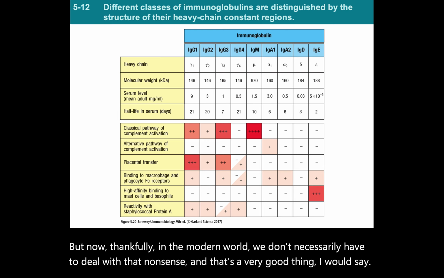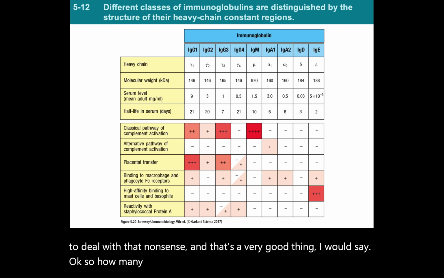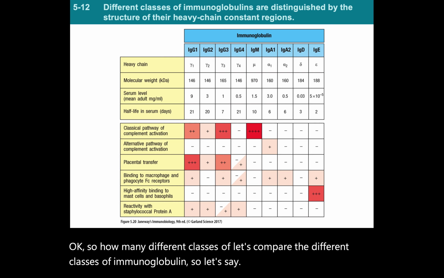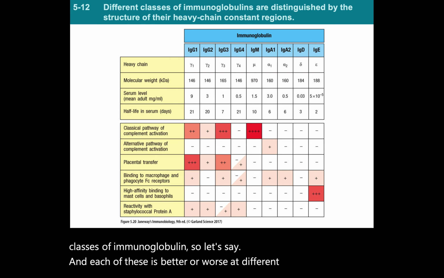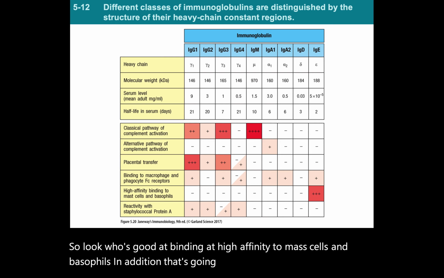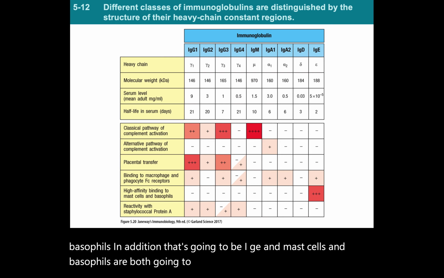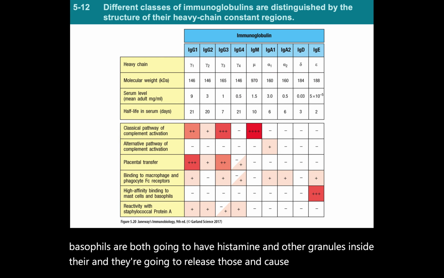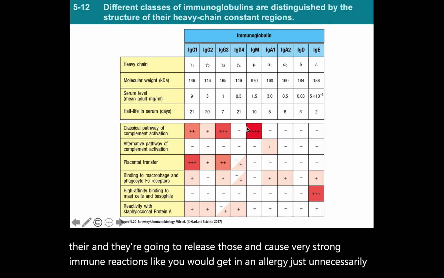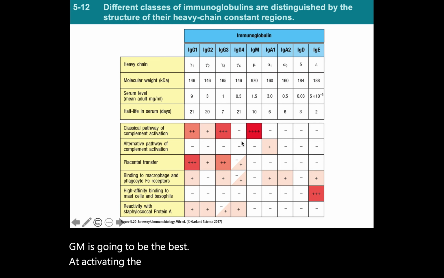Okay, so let's compare the different classes of immunoglobulins. Each of these is better or worse at different things. So look who's good at binding at high affinity to mast cells and basophils in addition. That's going to be IgE. And mast cells and basophils are both going to have histamine and other granules inside them, and they're going to release those and cause very strong immune reactions like you would get in an allergy, just unnecessarily. IgM is going to be the best at activating the classical complement pathway, and this is good.